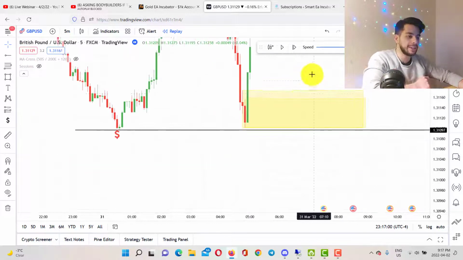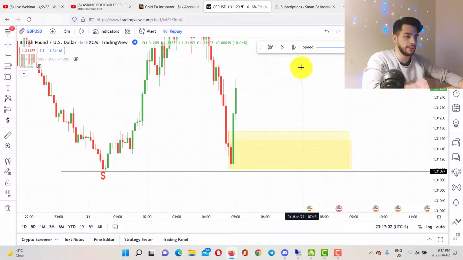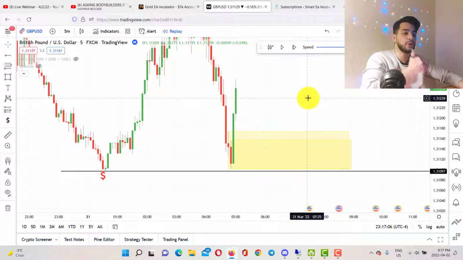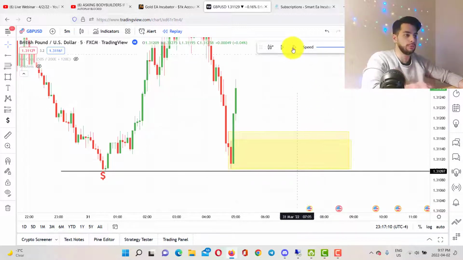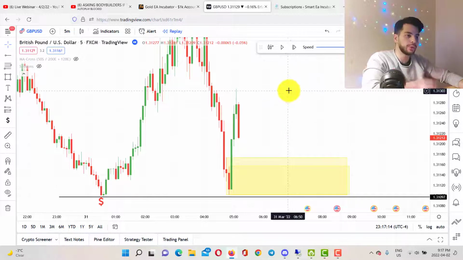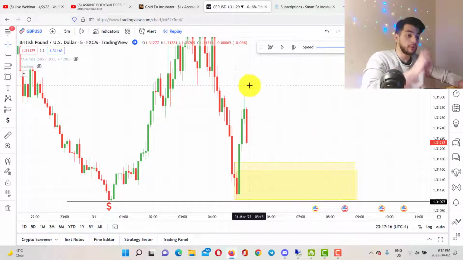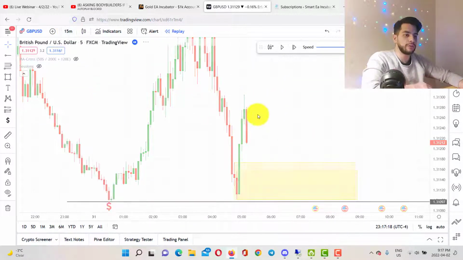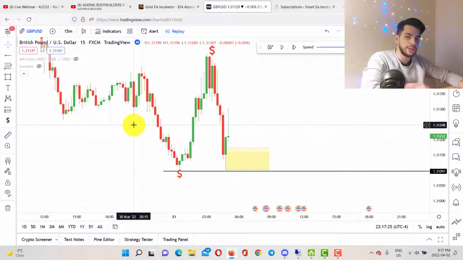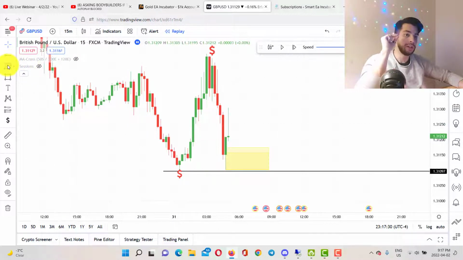And then in this case, when you know that you have this high probability demand zone, you just need to wait for the price to tap into this level, and if it gives you a really good confirmation for a buy, then you take your long position. And before that, if you switch your time frame to 15 minutes and identify all these breakout structures, you can also use your Fibonacci level to see where the golden zone is for a bearish market.